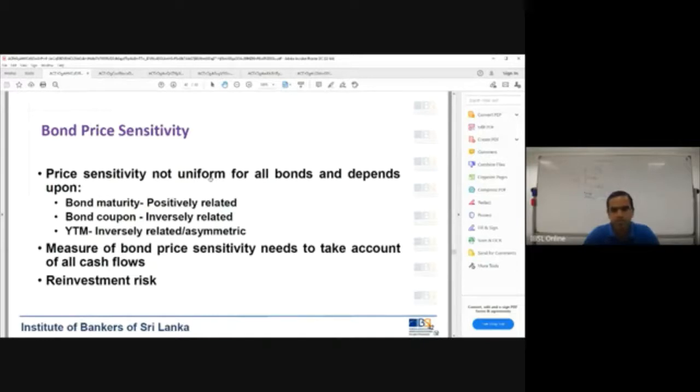A measure of bond price sensitivity needs to take account of all cash flows, right? Bond price sensitivity needs to take account of all cash flows and reinvestment risk.